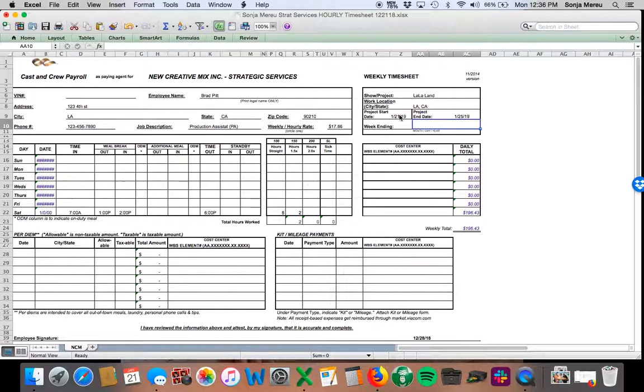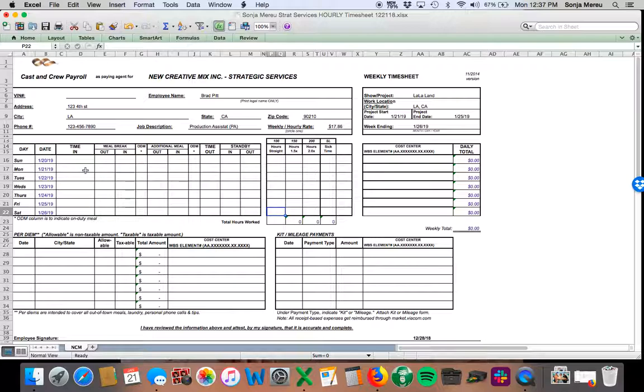1/25/19. And then this is important because week ending is going to pre-populate these dates for me. So the week ending being a Saturday is going to be 1/26/19. Now look, it just pre-populated all of these dates for me. If I manually enter them, it could actually screw up the time card. So I see that I already pre-filled this, so let me erase that real quick.